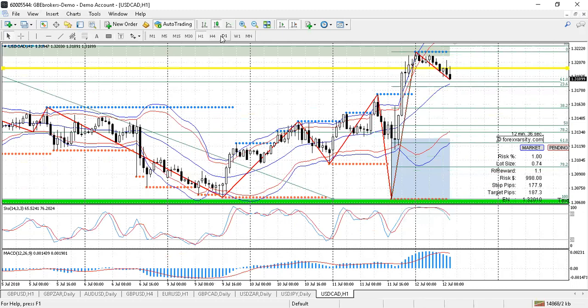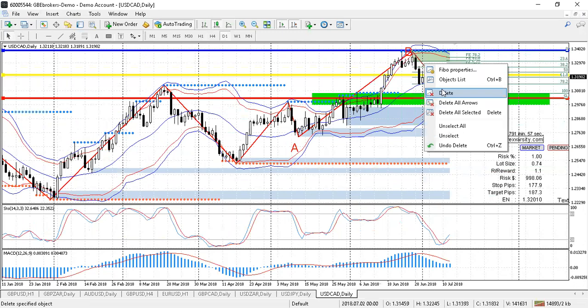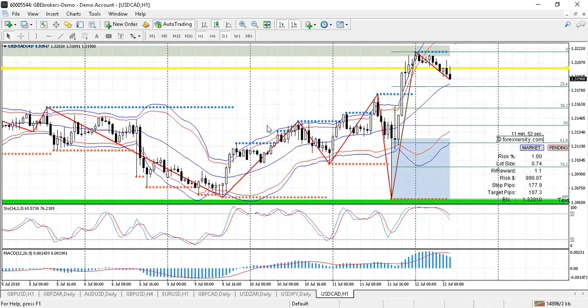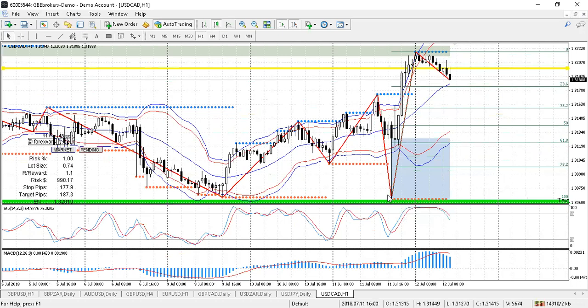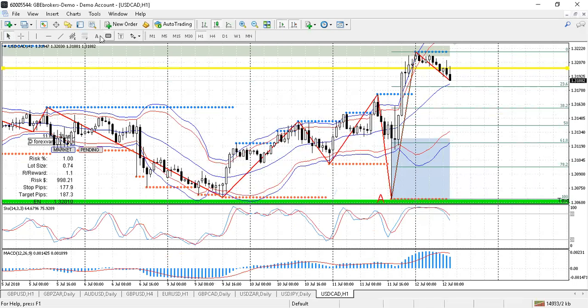I don't want you to get confused. I'm just going to delete the initial Fibonacci here, or this big one. Okay, so back to the 1 hour, and so this becomes now our A, this becomes our B.